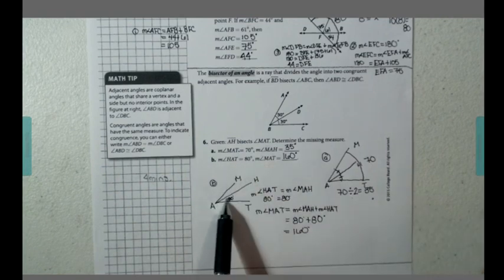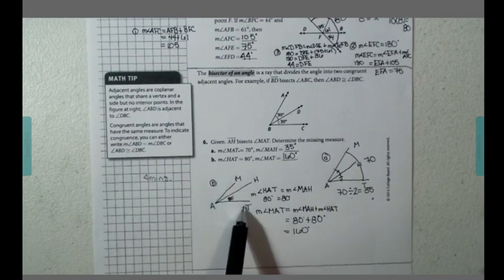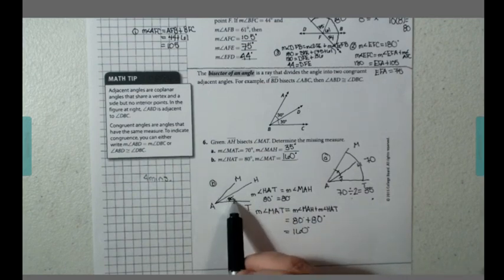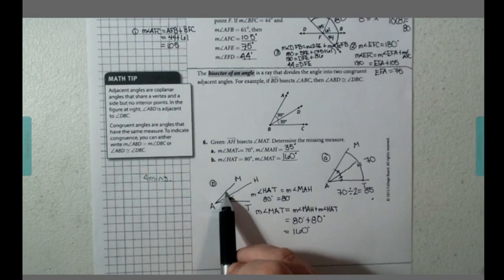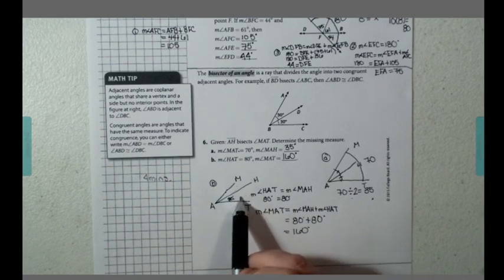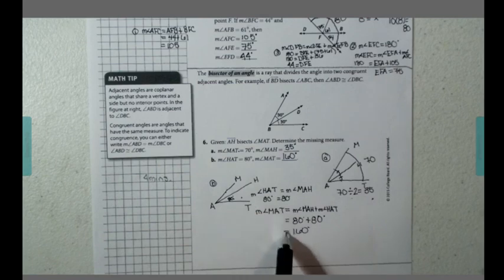Here it gave us the small piece, 80. And it wants to know what's the full piece. Well, there are a couple of ways you could have gone about this, but I went through the steps of saying, well, HAT is equal to HAM, so 80 and 80. And we know that MAT equals HAM plus HAT, so 80 plus 80 was the 160.